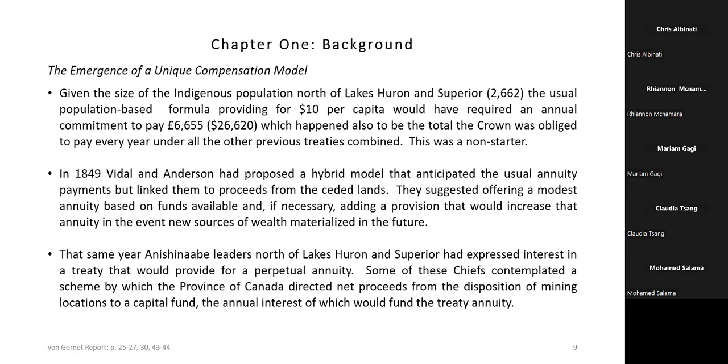It's one of these quirky things in history where we get the exact same figure. So if you applied that same model to the Robinson treaties, as you had in the pre-1815 treaties, you would have required an annual commitment that was identical to the total of all the other treaties combined. And that for the Crown is a non-starter.